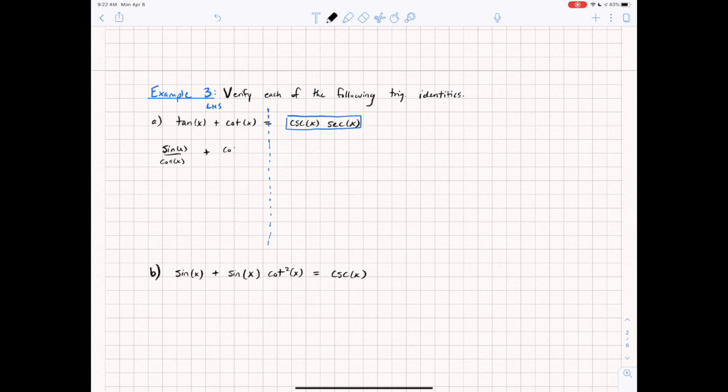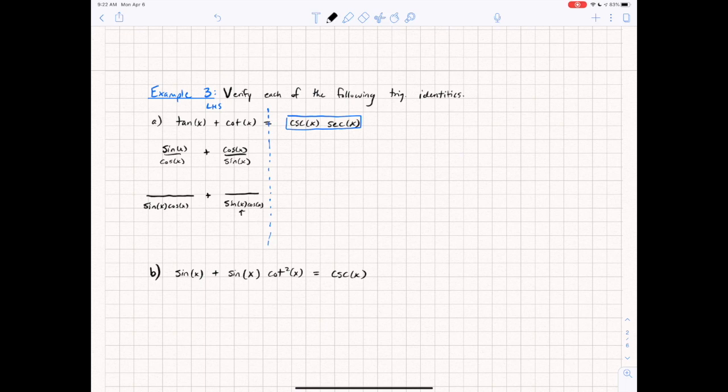Plus cotangent is cosine over sine. And I need to now simplify. So I need to add things that I can add, subtract things I can subtract. Well, I'm looking at doing work with fractions. So I need to find a common denominator. Well, that common denominator is going to be both denominators together. So that's going to be sine times cosine.